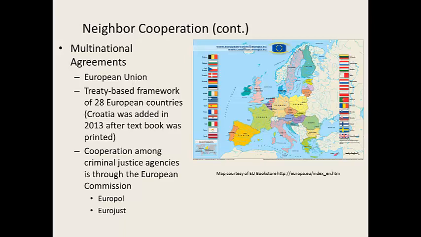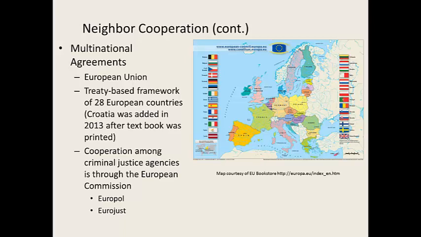Because of changes in passport agreements, it's now much easier to move about all the European Union countries. That's not true only of law-abiding citizens, but obviously true of criminals as well. And because of that, there have been a couple of agencies established to carry out some of these multinational agreements. Europol and Eurojust are two particular examples.